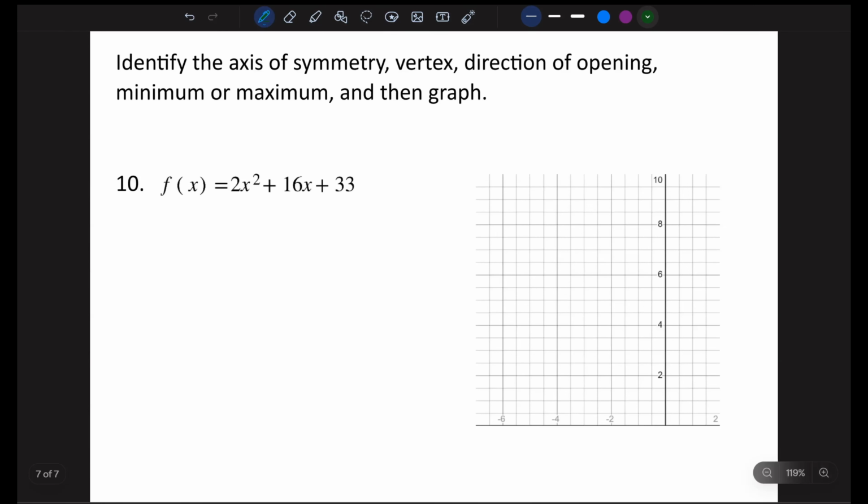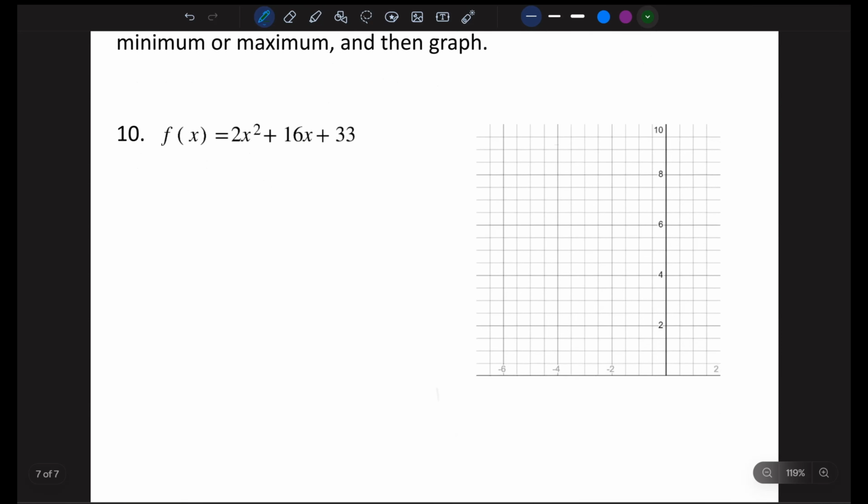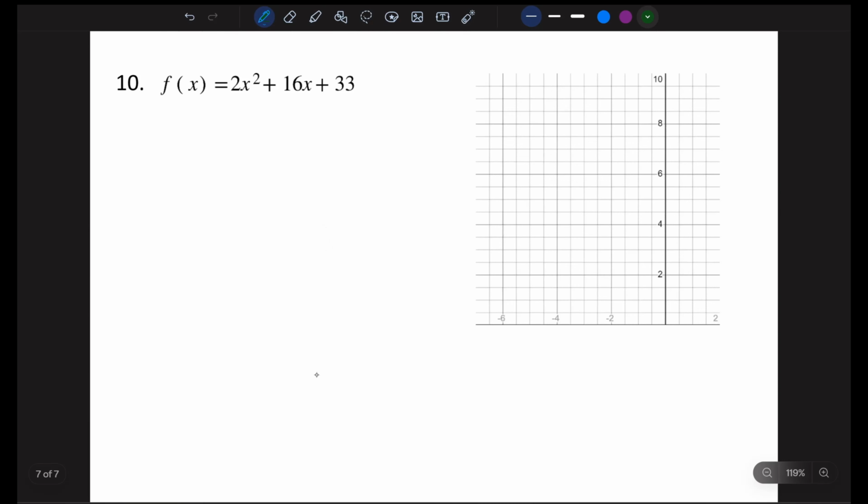All right, number 10. We're supposed to identify the axis of symmetry, the vertex, the direction of opening, the minimum or maximum, and then graph it. So let's start with our A value. A is 2, B is 16, and C is 33. I'm going to find the way it opens. So A is positive, so this is going to open up.